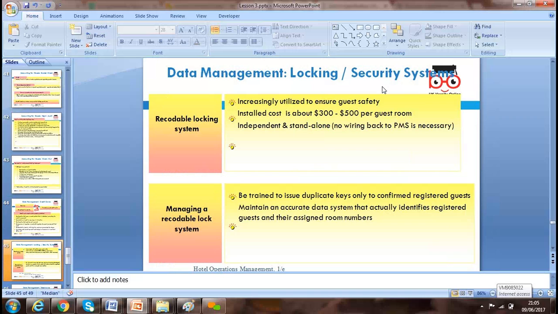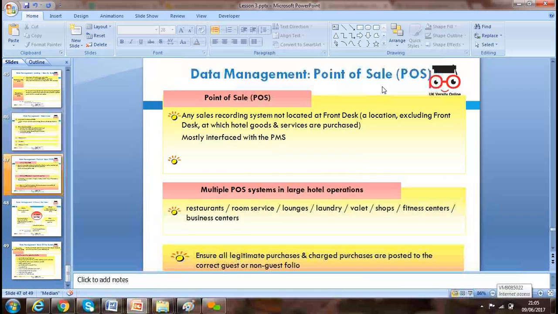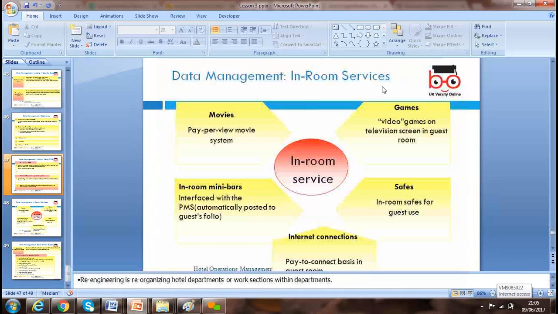Okay, next we're looking at data management, locking, and security systems. That all works in the Opera system as well. Opera is quite big software. That's the flow from clock in to clock out, and the customer and all these activities we can manage in the front office. So data management is all about recording the data. Data needs to be secure.